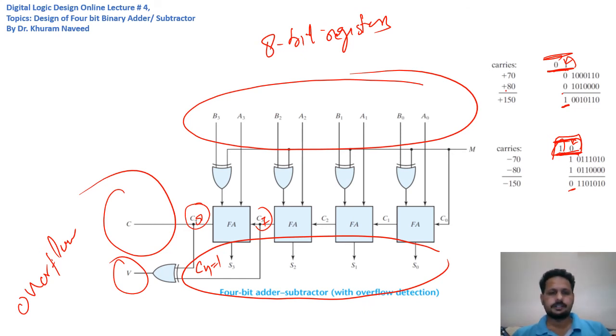So this is the design of the 4-bit binary adder-subtractor and the issues related to it. So in the next lecture, we will see the BCD adder and binary multiplier.